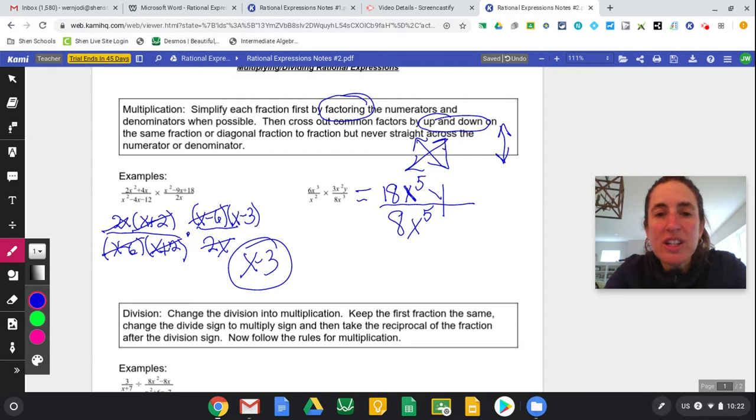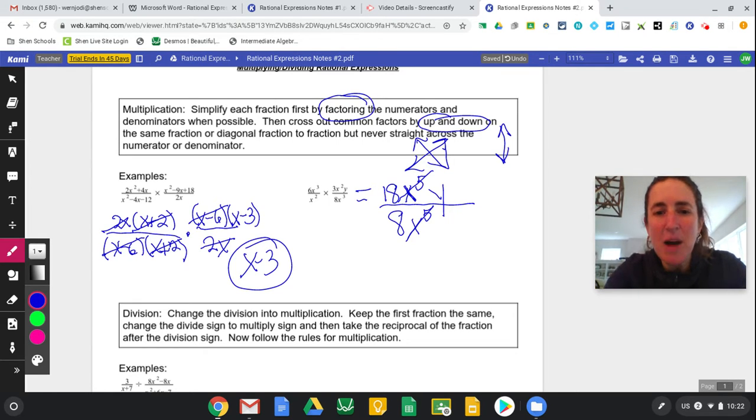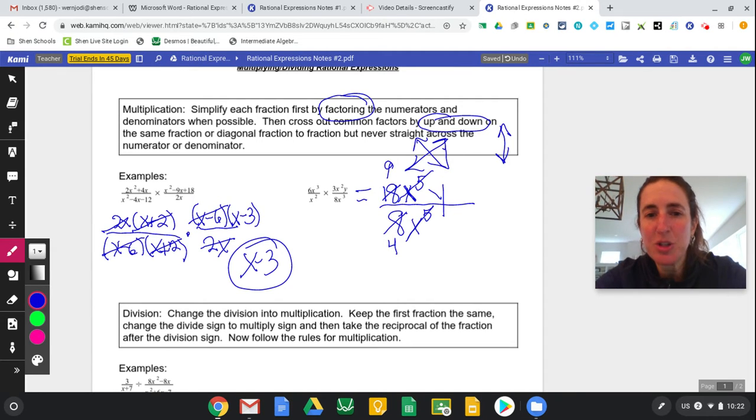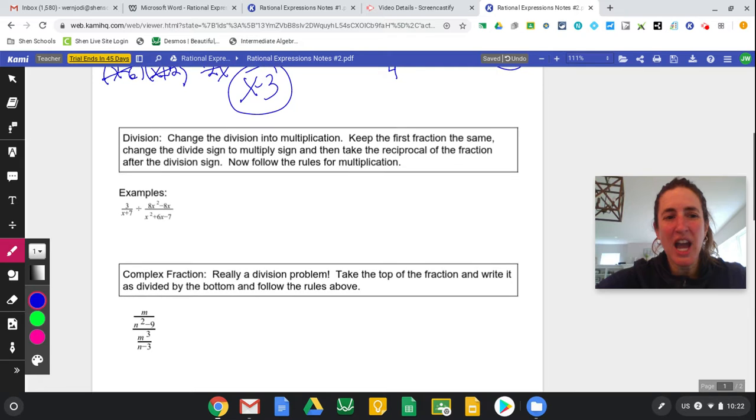Now, look, there's an x to the 5th on the top and the bottom in the numerator and denominator, cancel them right out. And then I'm going to take the 8 and say it does not divide into 18, but they have a common factor, and their greatest common factor is 2, and 2 divides into 18, 9. So my final answer is 9y over 4. Super fun. That was multiplying. Now let's try and divide.